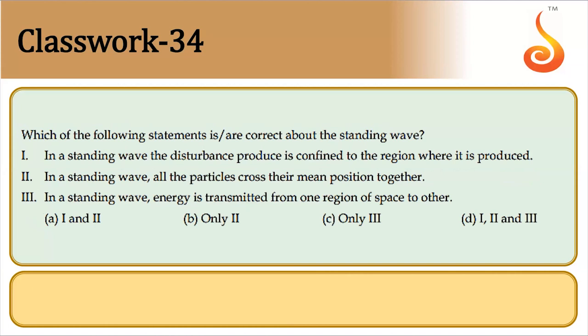Which of the following statements are correct about standing wave? In a standing wave, the disturbance produced is confined to a region where it is produced. In a standing wave, all particles cross their mean position together. In a standing wave, energy is transmitted from one region to other. Options are 1 and 2, only 2, only 3, 1, 2 and 3.